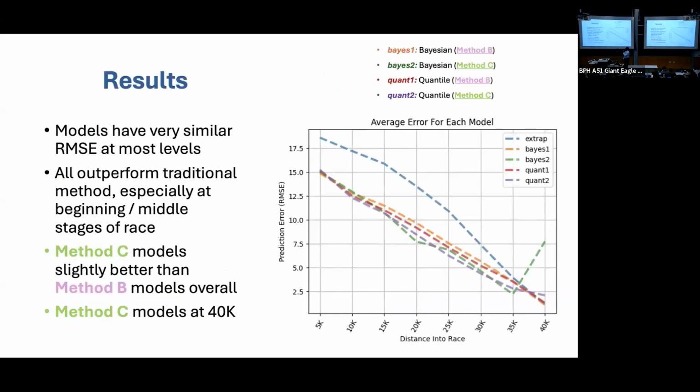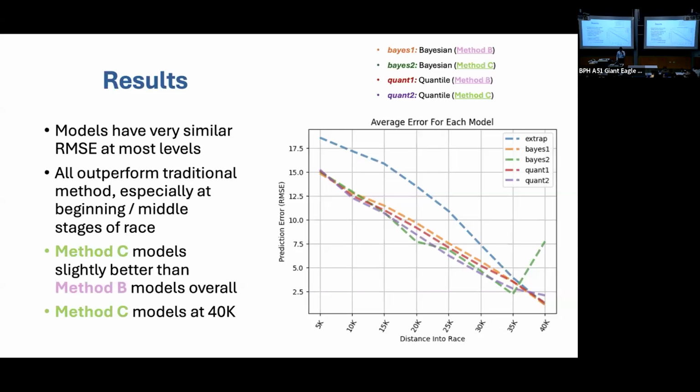And so, results. Interpreting this graph, the x-axis is each stage of the race independently. We look at the prediction error, the root mean squared error in minutes across all runners. And we can see that overall, the models have very similar prediction errors and are all significantly better than the traditional model in blue. Specifically at the beginning stages of the race, at 5K, 10K, and 15K, there's a very wide gap between the 4 colored models and the blue model. And that's important because at the beginning stages of the race, that's where you find the most uncertainty.